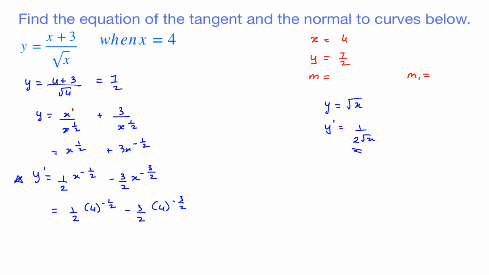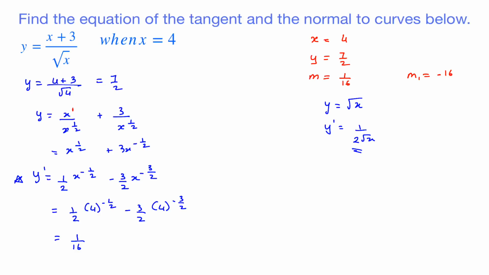The whole thing in the calculator, you will get 1 over 16. So our gradient is 1 over 16. And what will the gradient of the normal be? We flip it over and change the sign. So 1 over 16 will be 16 over 1. No need to write the 1 in the denominator. And because this is positive, this is going to be negative.